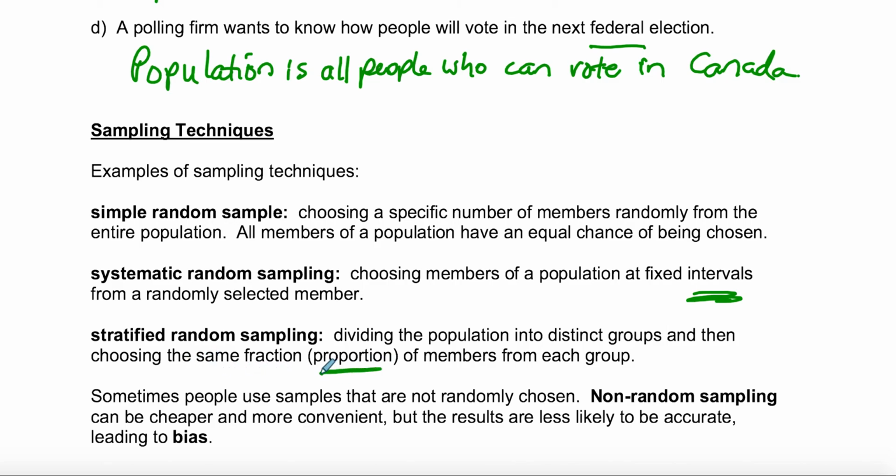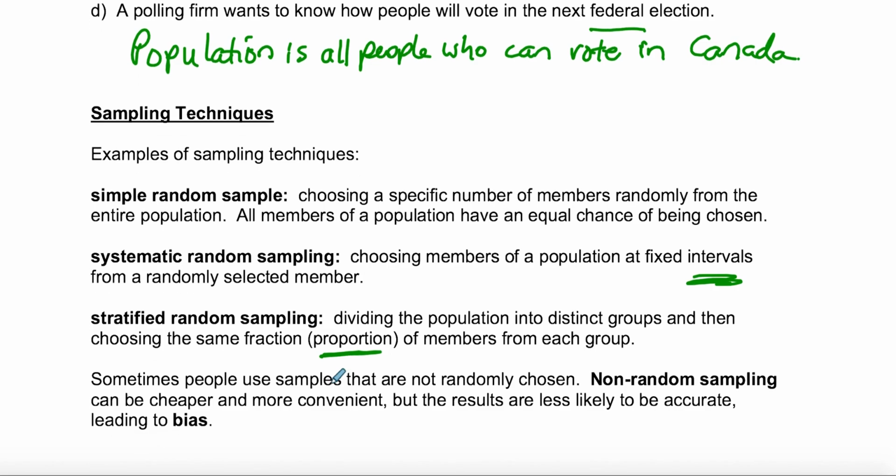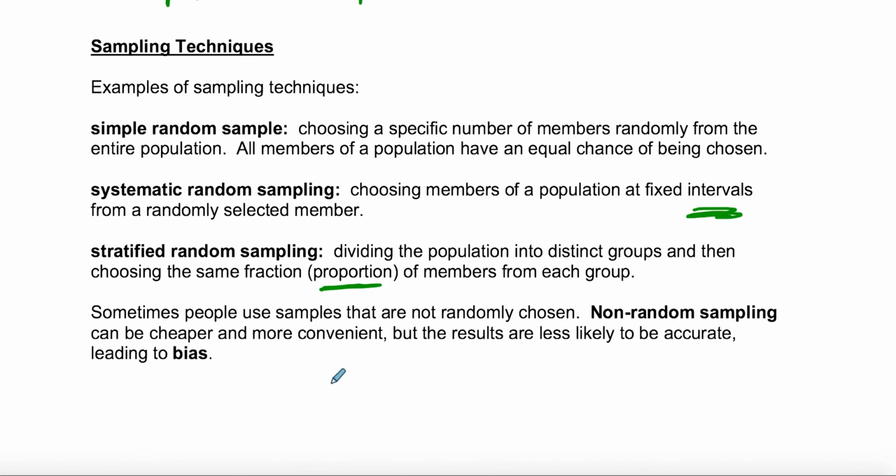And then stratified random sampling is dividing the population into distinct groups, and then choosing the same fraction. This is proportional. So let's say our school population had 500 girls and 200 boys. So there's going to be a lot more girls than boys. If we were going to do a stratified random sample, we would definitely choose for the sample more girls than boys, and it would be proportional to the number of girls and boys at the school. So there's just a few sampling techniques.